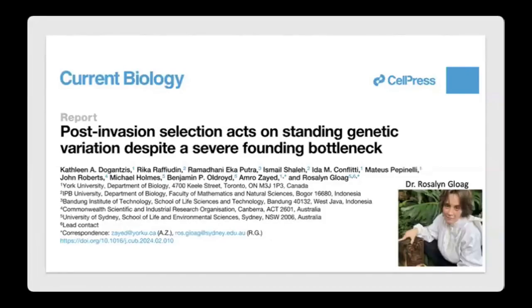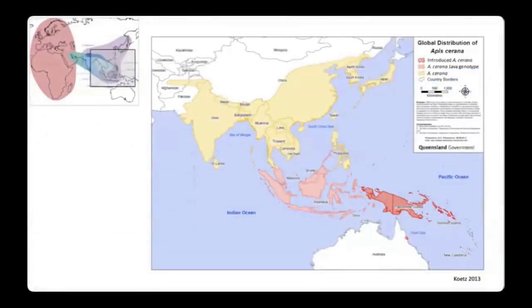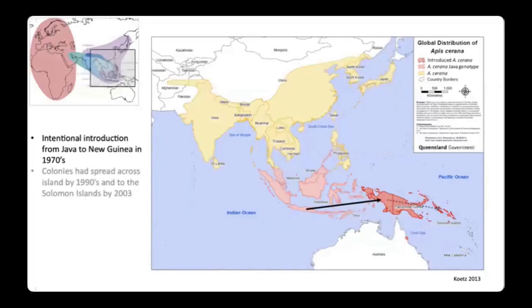So Apis cerana is endemic to most of Asia and is comprised of about 8 different subspecies. In the 1970s, colonies from the subspecies in Java were intentionally introduced to New Guinea. And then by the early 1990s, these colonies had spread across New Guinea into the surrounding islands. And in 2003, Apis cerana was detected on the Solomon Islands.